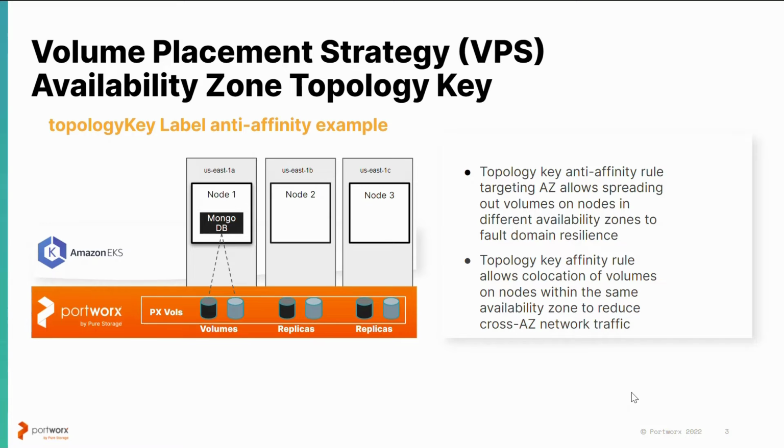Now, this MongoDB configuration is going to have 2 volumes for the pod, one for the database volume and another for the journaling volume. And we'll show that by using this anti-affinity rule for the AZ topology key, that we're able to spread the replicas for each of those volumes out across different availability zones in our EKS cluster to make sure that we have resiliency in the case of a cloud region failure.